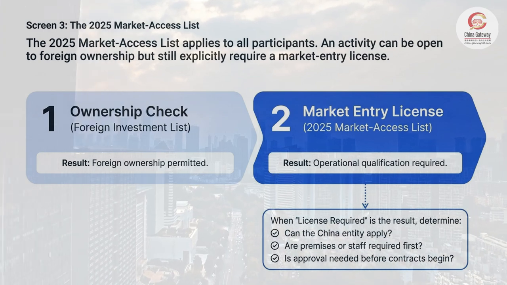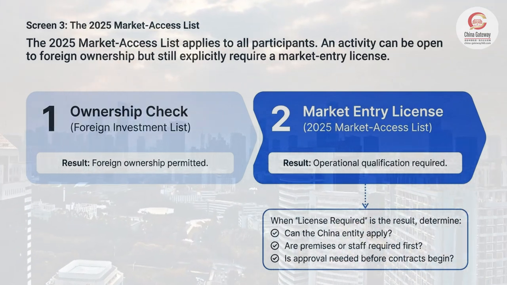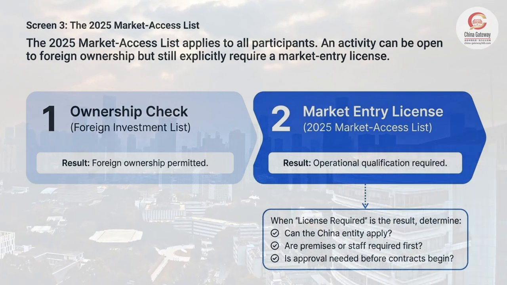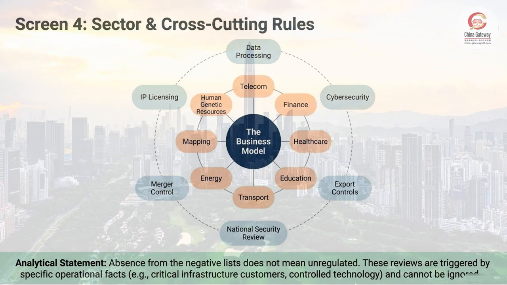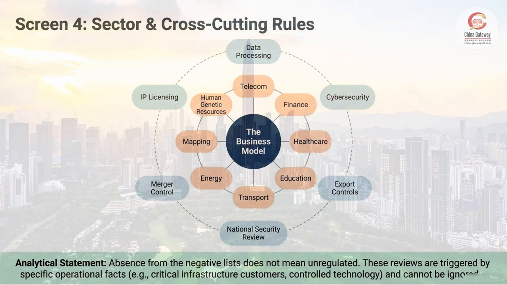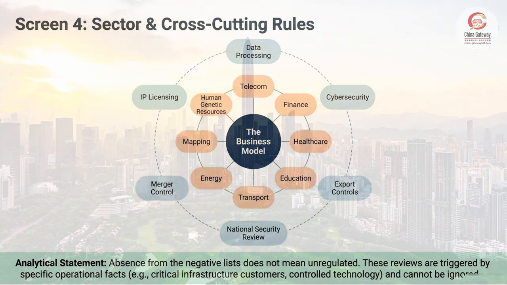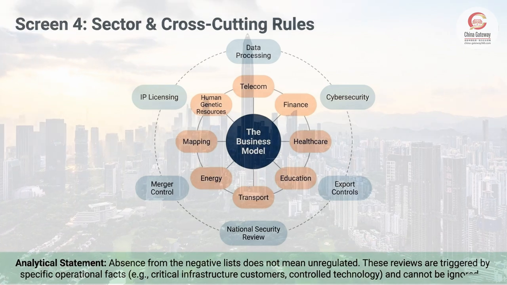Screen 3 looks at the 2025 market access list. Even if foreign ownership was given the green light back in Screen 1, this 3rd screen applies to everyone. It determines if you still need a specific operational qualification or market entry license to actually do business. Finally, we hit Screen 4, which accounts for overarching regulations like data processing, cybersecurity, and export controls. It's a perfect reminder that just because you aren't on a negative list doesn't mean your operation is unregulated.